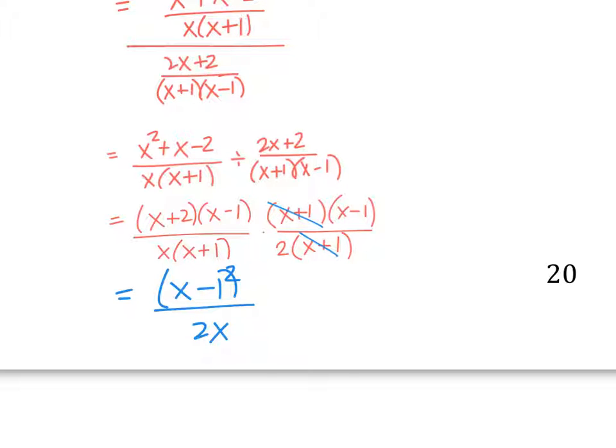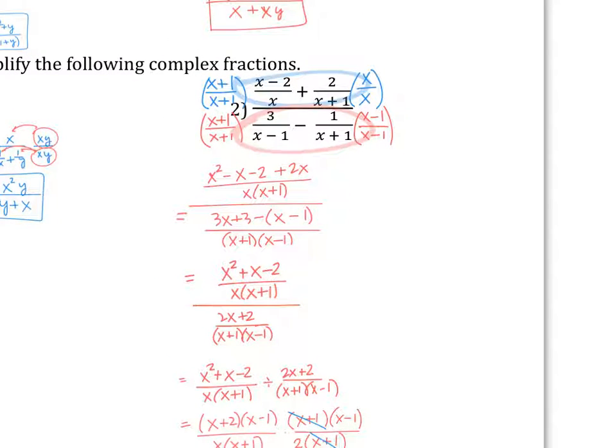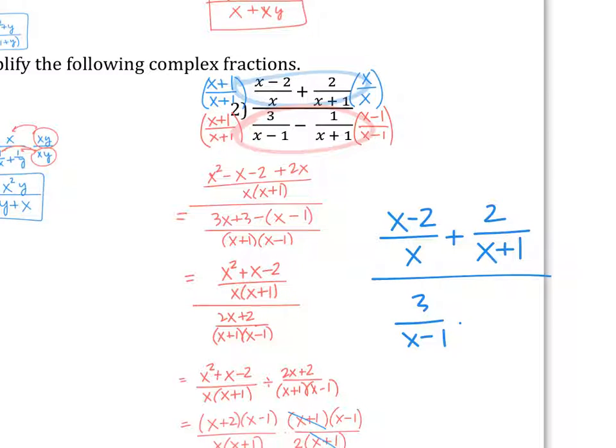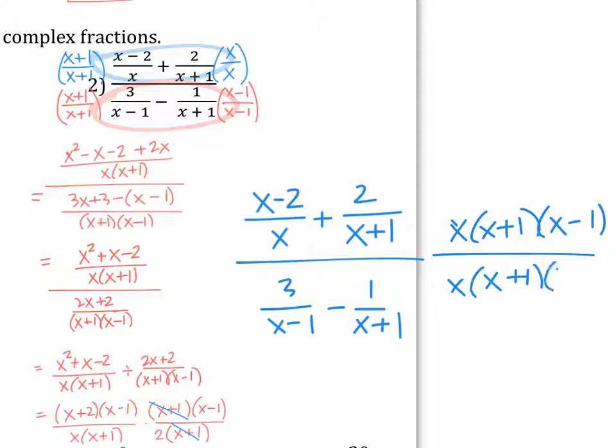But let me show you method 2. Method 2 will take you probably a minute instead of 5. So what you want to do is multiply everything by the least common denominator, which is x plus 1, x minus 1. You're like, this is not much better.